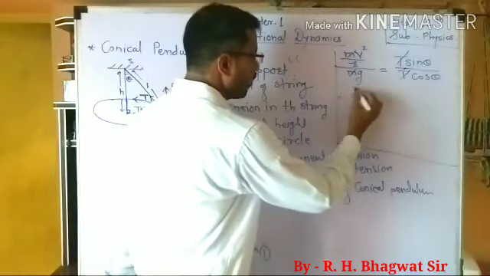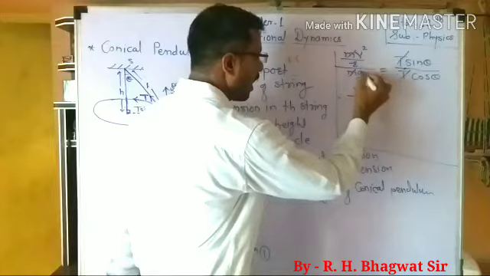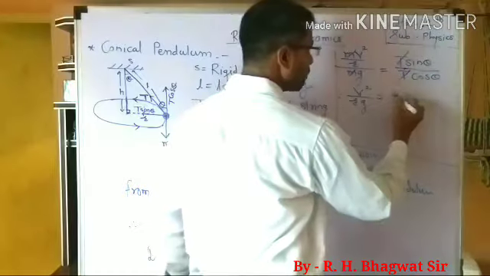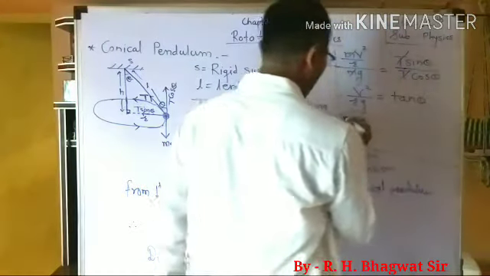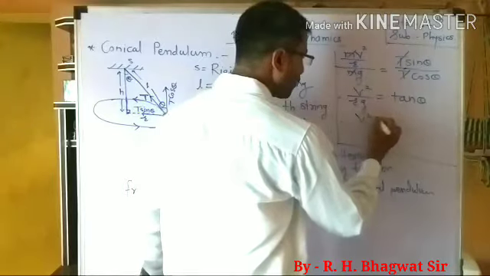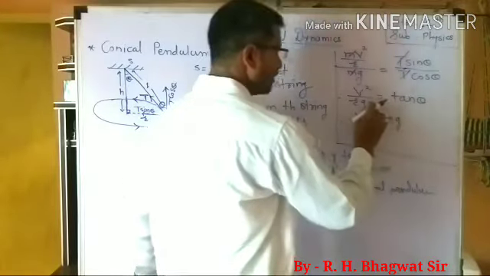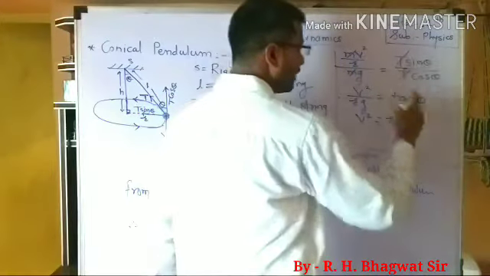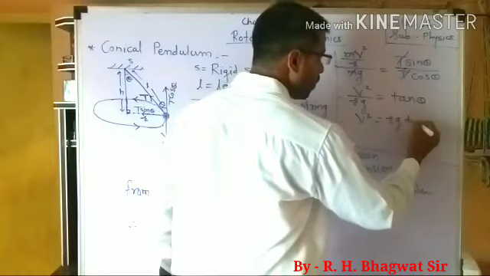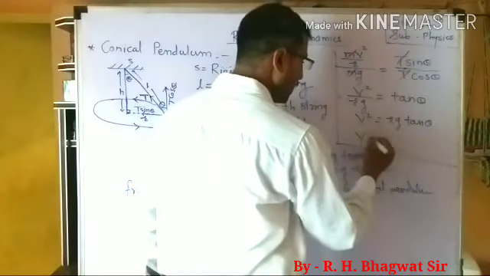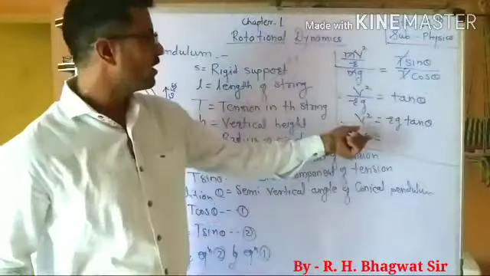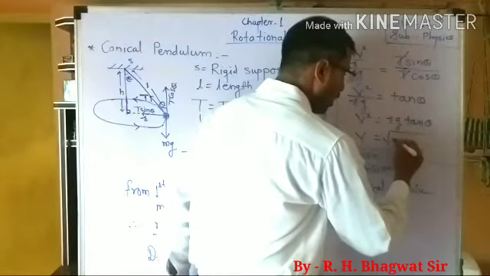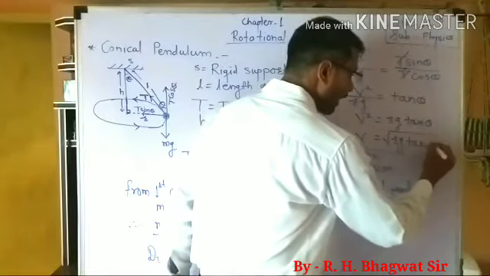Therefore, we can write v square upon r into g is equal to sin theta divided by cos theta, which is tan theta, or v square is equal to rg tan theta. This rg is in the denominator on this side; on the other side it becomes multiplied by tan theta, rg into tan theta. Taking the square root on both sides, the square root of v square is v, so v is equal to under root rg tan theta.